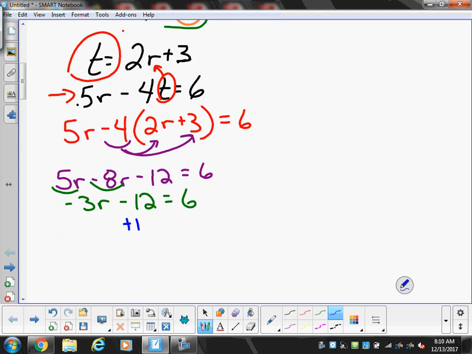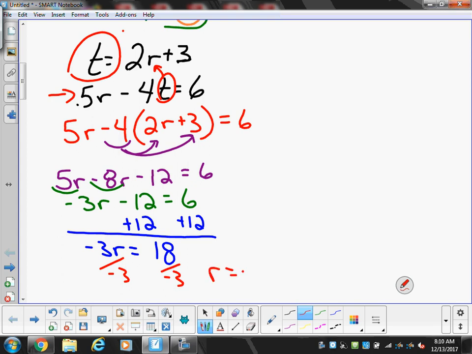And to get the r by itself, I'm going to get rid of the minus 12 by adding it. And then lastly, I will divide both sides by negative 3. So r equals negative 6. And I said lastly for solving for r.